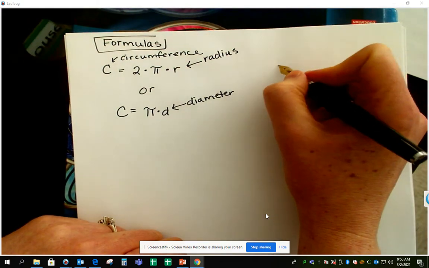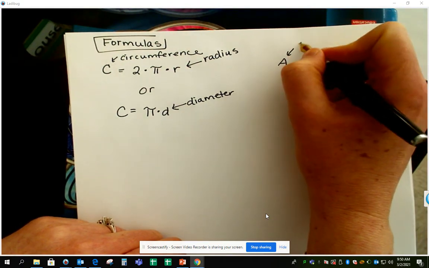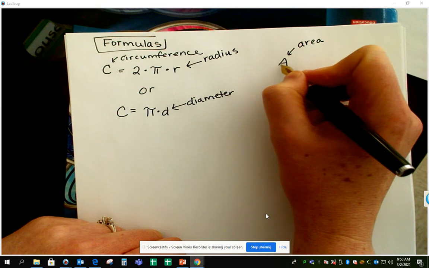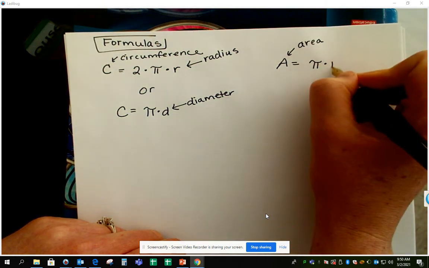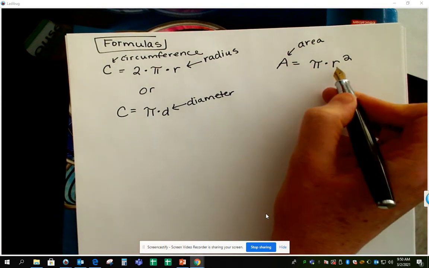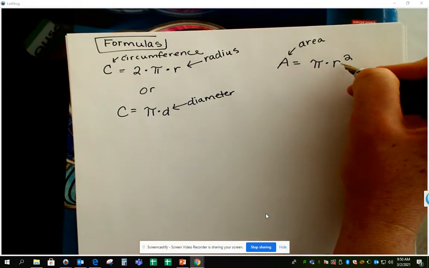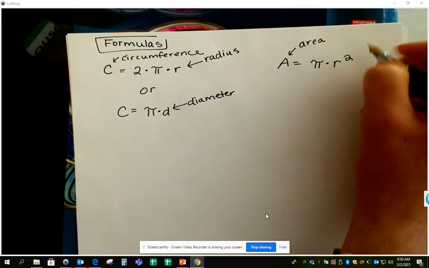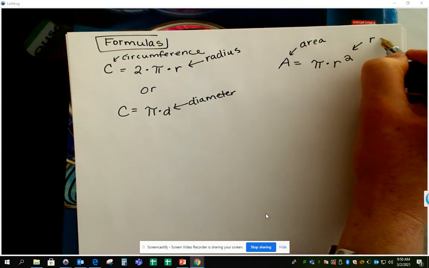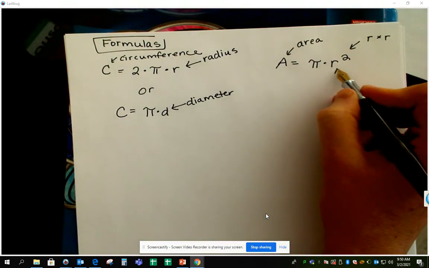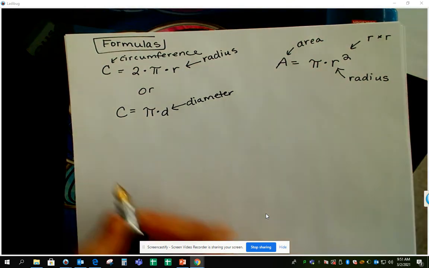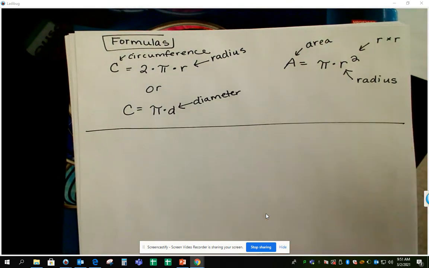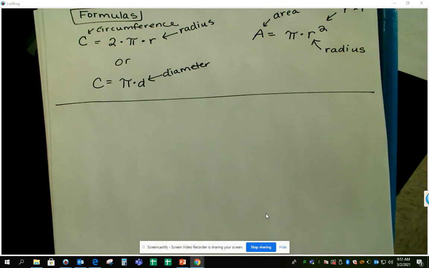And then also we need our area formula. So A is going to stand for area. And the area of a circle is pi times r squared. Remember when we have an exponent, this means r times r. Okay, we're multiplying by itself. And again, here r stands for radius. Okay, so that's our formulas. And now let's just practice using them.